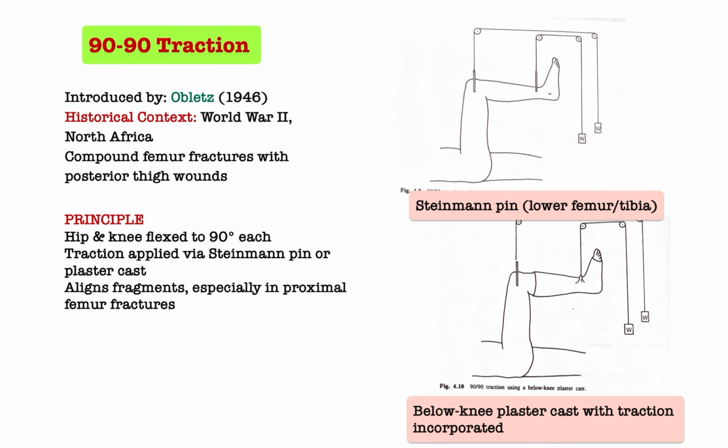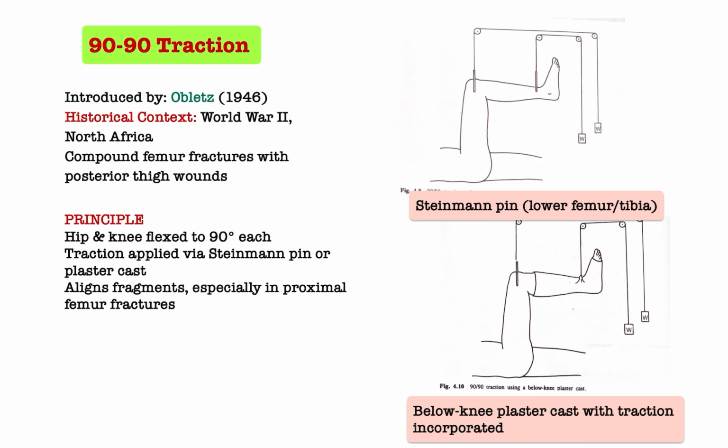90-90 traction. 90-90 traction was given by Oblage. It is a combination of two tractions that maintain the hip and knee in 90-degree flexion. Traction 1 is the main traction unit which acts on the pathology. It is given through either distal femoral skeletal traction or proximal tibia skeletal traction. Traction 2 is a supportive traction unit which holds the leg in air. This can be given either by lower tibial skeletal traction or a below knee cast.